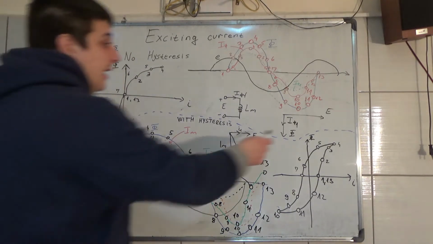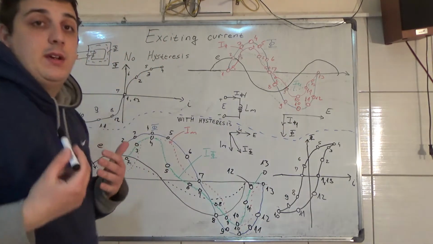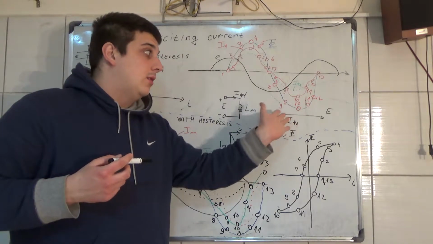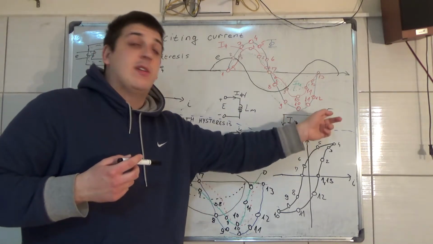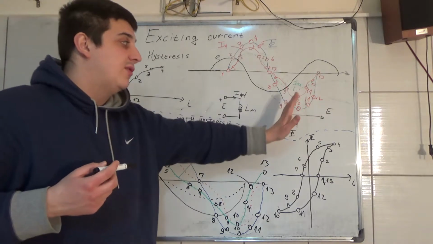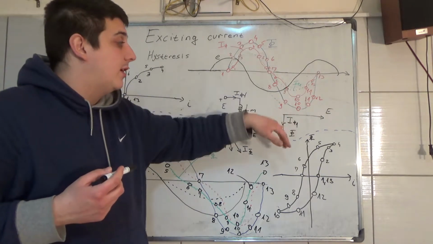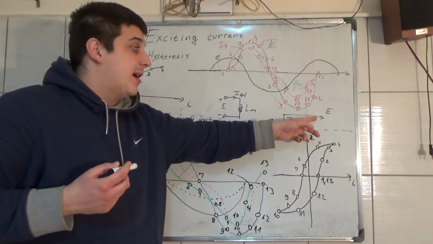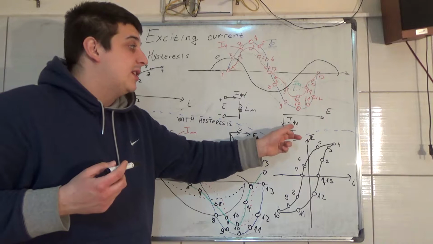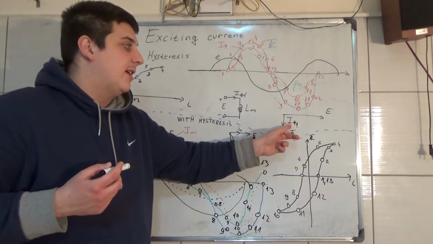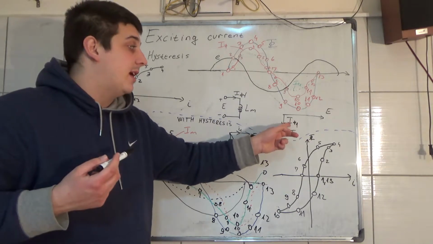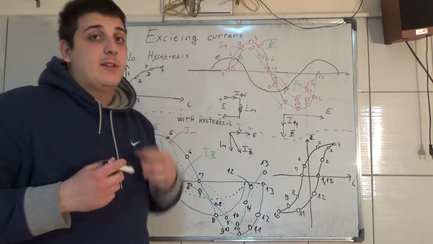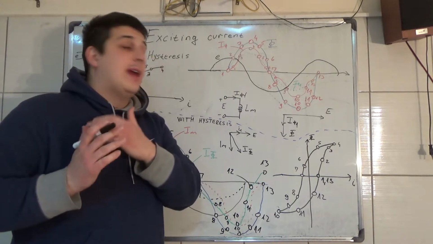Now here we have a phasor diagram where you can see that the induced voltage is in this direction, and the flux is moved 90 degrees in the other direction. As you can see, this means that the flux lags with respect to the induced voltage, and this magnetizing current is in phase with the magnetic flux. Now this was when we didn't have hysteresis.